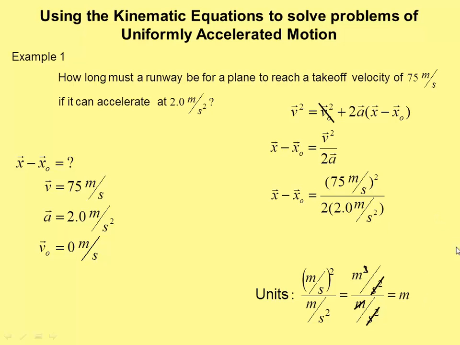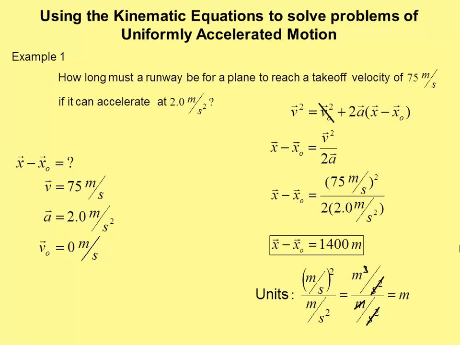Now, the other thing we have to look at, 2 sig figs, 2 sig figs. The 2 doesn't count. It's part of the equation, so you don't look at that. That's an exact number. So the least number of sig figs is 2. So if we square the 75, divide by 4, we get to 2 sig figs, 1,400 meters.